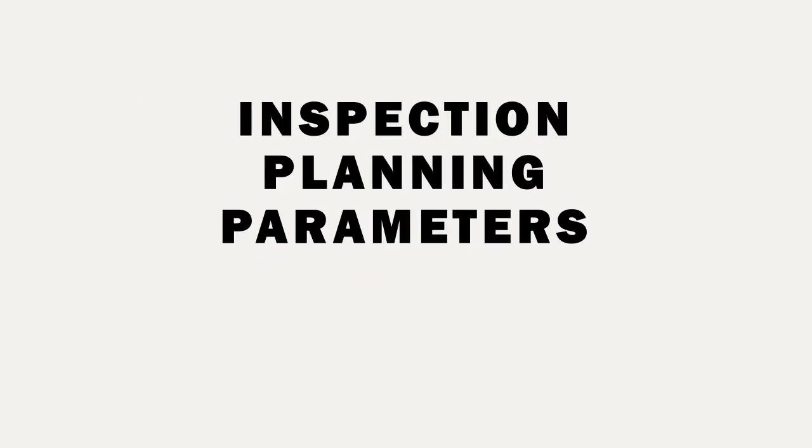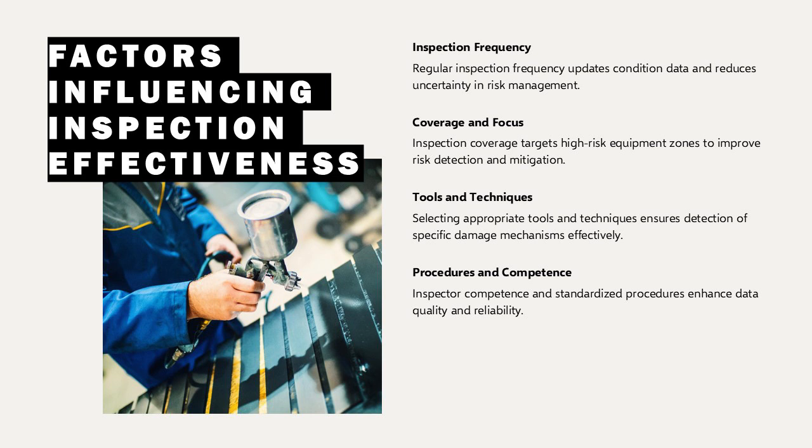Inspection planning parameters, factors influencing inspection effectiveness. Several parameters influence how effectively inspection activities manage risk. Inspection frequency determines how often condition data is updated and uncertainty is reduced. Coverage defines which areas or zones of equipment are examined, allowing focus on high-risk locations.